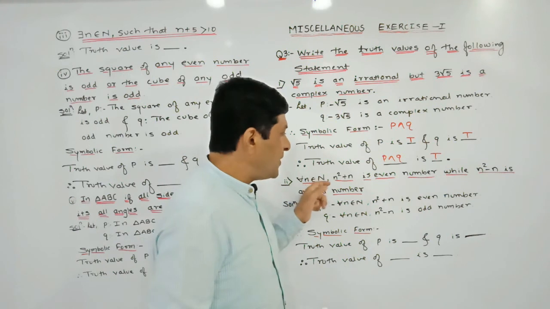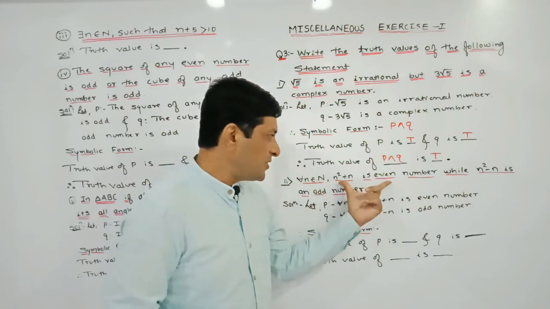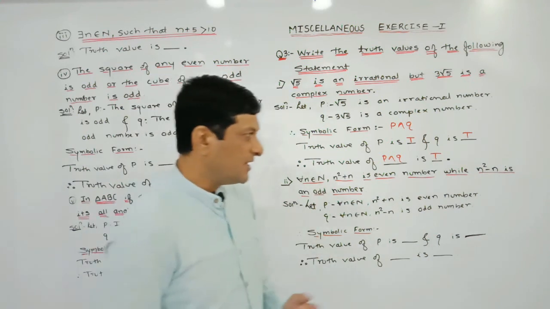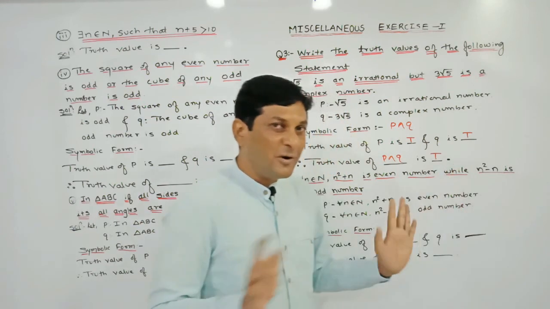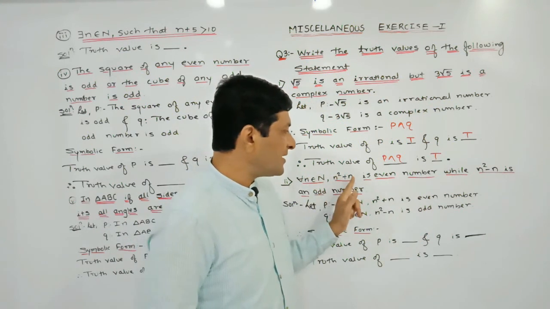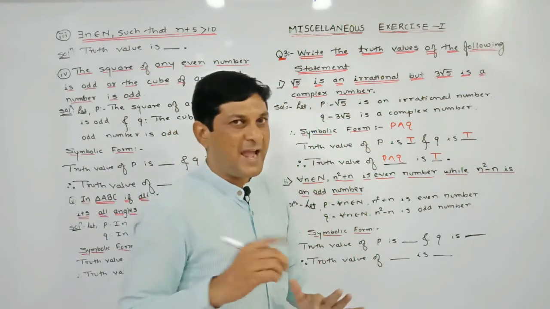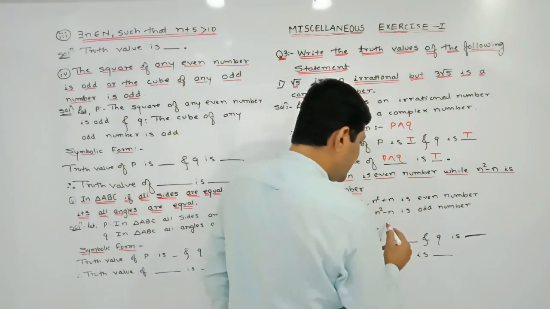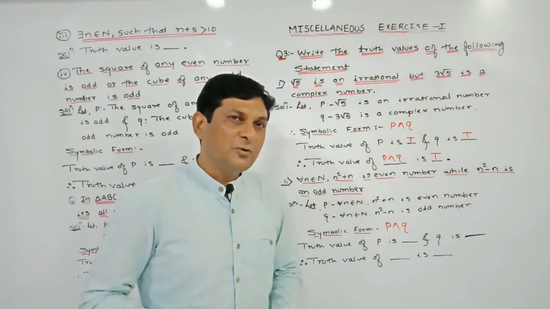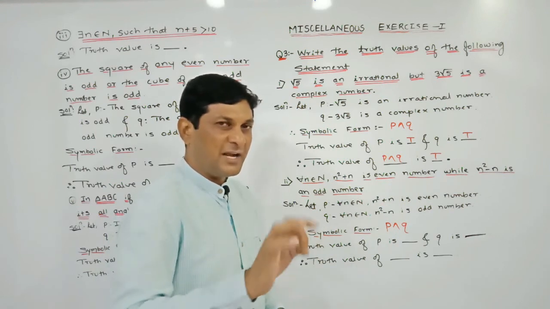Now observe the second statement. For every n belonging to N, n square plus n is even, while n square minus n is an odd number. The first part we denote by P, and the second part by Q. Now we find the symbolic representation. If we replace "while" by "and", the meaning of the statement does not change: for every natural number n, n square plus n is an even number, and n square minus n is an odd number. So the symbolic representation of the given statement is P and Q, with both parts connected by "and". To find the truth value of P and Q, first find the truth value of P and of Q.